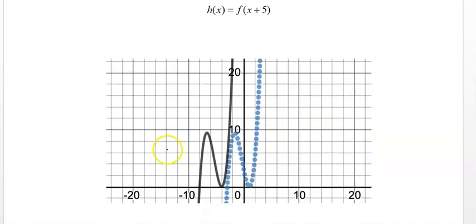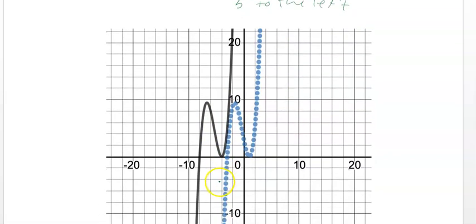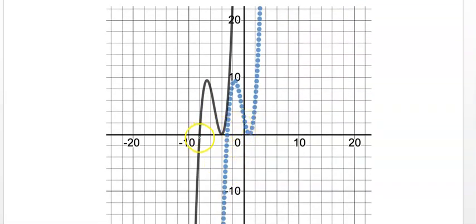Now, what if my function h of x was some f of x plus 5? By the rules I just told you, h of x will be the same shape as f of x, but it'll be moved 5 to the left. So if you're graphing function h and all you have is this blue dotted graph of function f, you could say, all right, I'm at -9. How high does my function have to be?